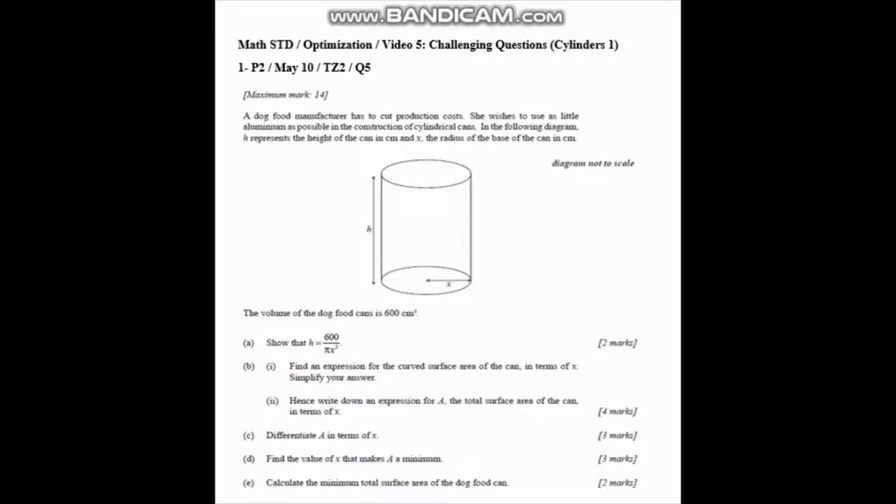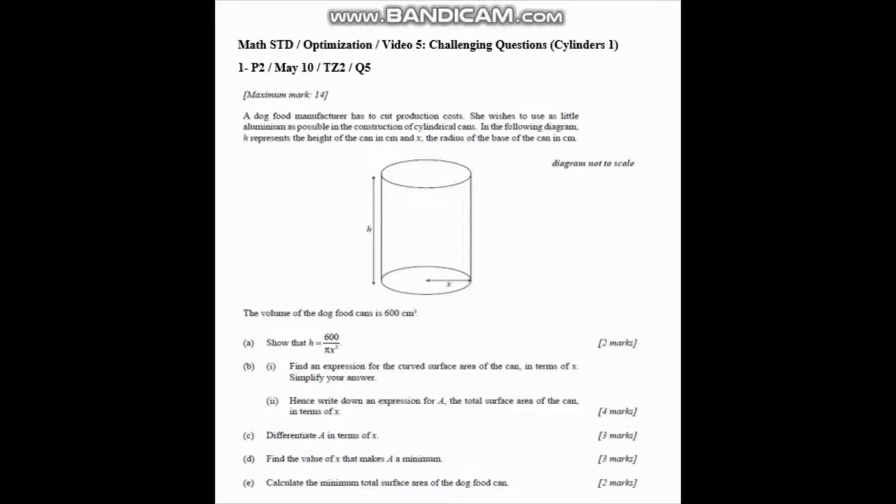So you are told that there is a dog food manufacturer that wants to cut production costs. She wishes to use as little aluminum as possible in the construction of cylindrical cans. In the following diagram, h represents the height of the can in centimeters and x the radius of the base of the can in centimeters. The volume of the dog food cans is 600 centimeters cubed. Show that h equals 600 over pi x squared.